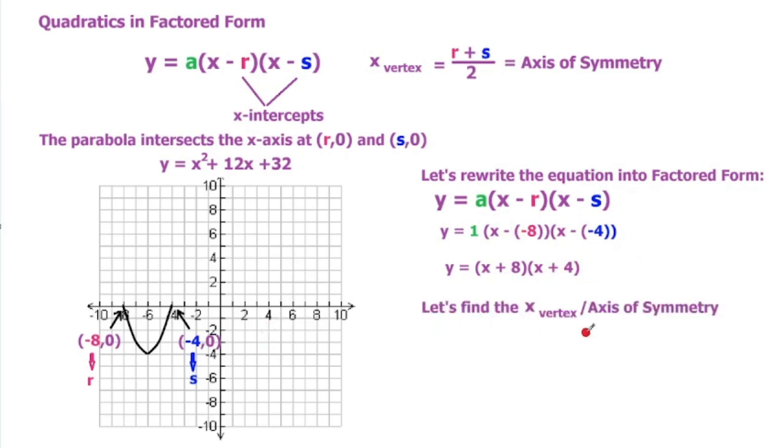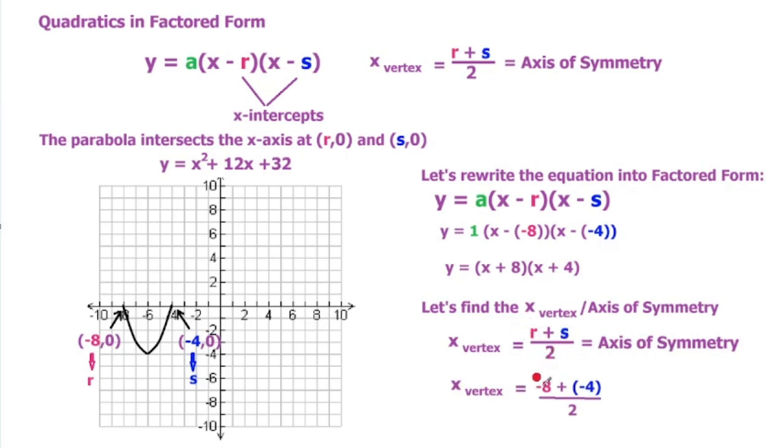So now let's find the vertex and the axis of symmetry. We can use this equation. So the vertex is r plus s over 2, which is also the axis of symmetry. So we have r is negative 8, s is negative 4. Divide that by 2, and that gives us the vertex equals negative 6. And we could see the vertex right here. And that's it. That's all there is that you need to know about quadratics in factored form.